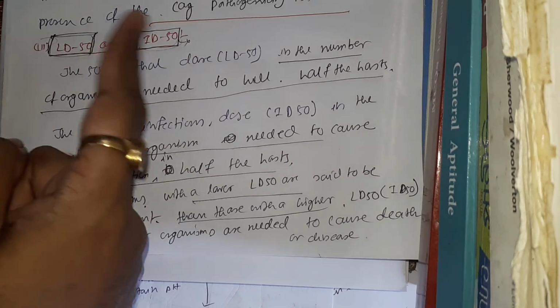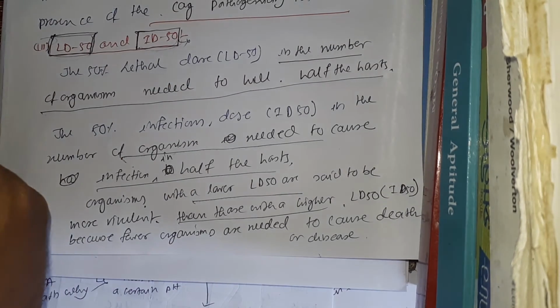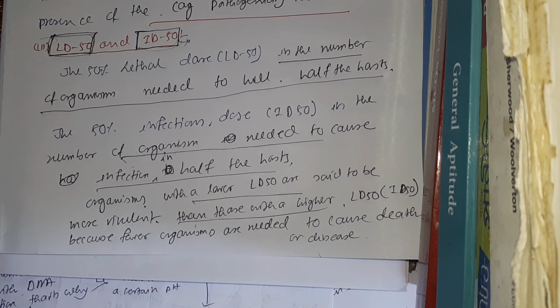to kill 50% of the population or 50% of the host. Similarly, with a lower ID50, that means a lower number of organisms are required to cause infection in half of the host, right? So that is more virulent than the organism with a higher LD50, because in that case they require a higher number of organisms to kill half of the host.